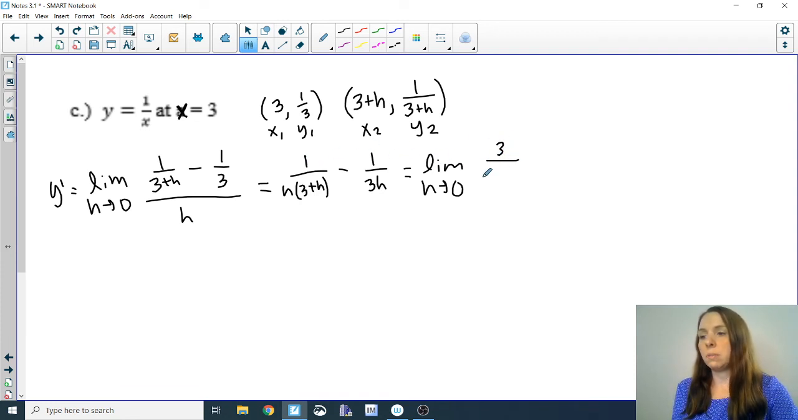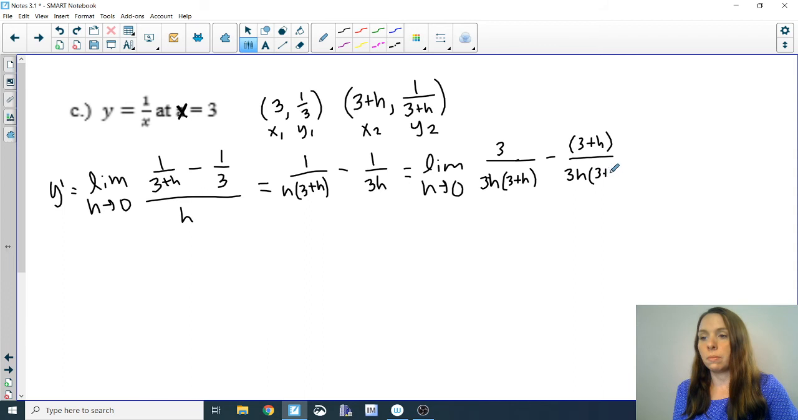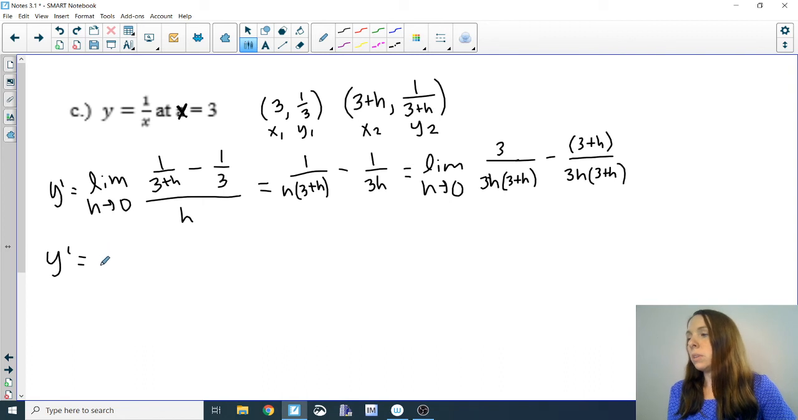1 times 3 is 3. And that puts a factor of 3, which we need because we see this factor of 3 in this fraction. Minus, now I'm going to multiply this fraction by parentheses 3 plus h over 3 plus h. Make sure you keep the parentheses around the 3 plus h in both parts. And it looks like that. Now we have a common denominator between our two fractions, so let's move down here and write the limit.